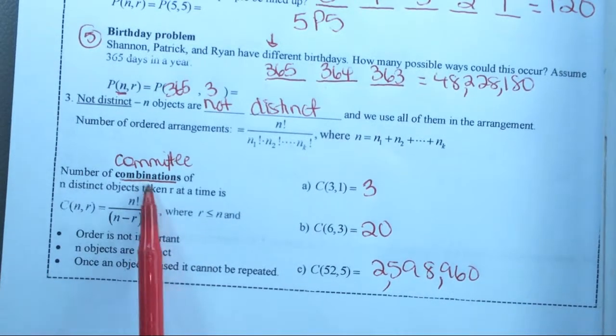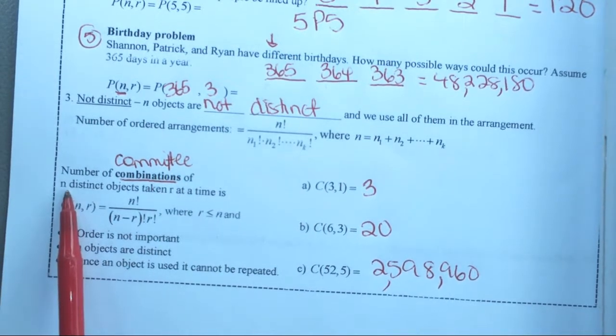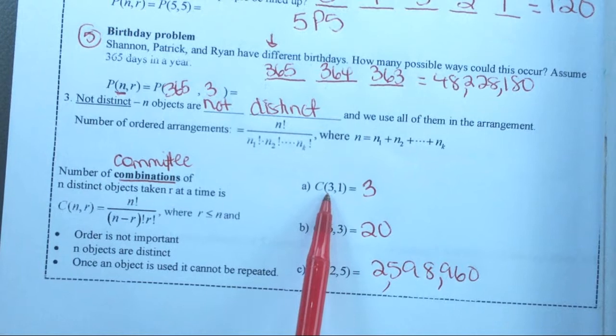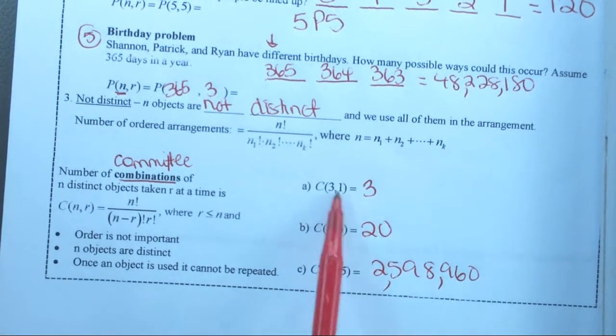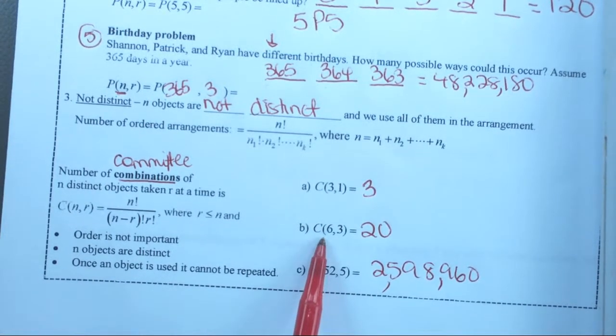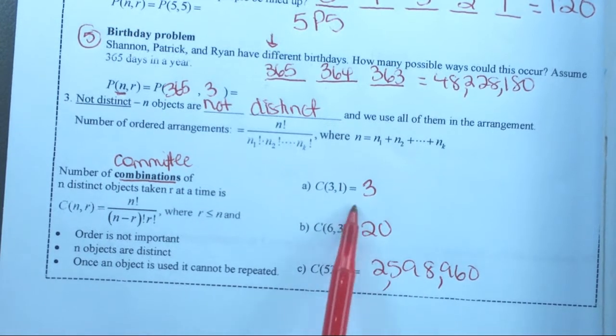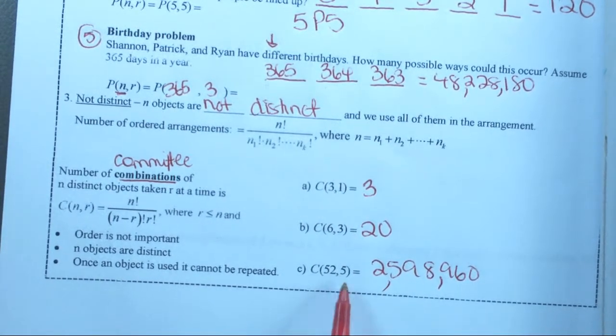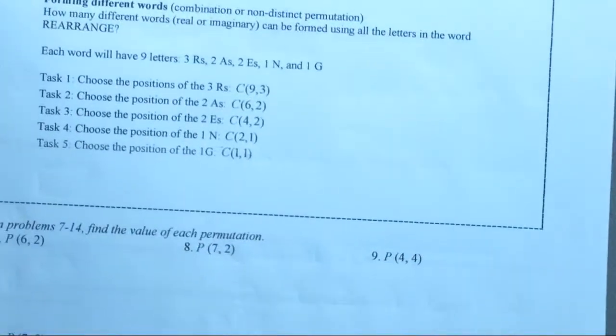So I'm asking you about a combination or a committee. N is the distinct objects taking R at a time. So there are 3 objects, and I'm going to take 1 at a time. There are 3 combinations. There are 6 objects, and I'm going to take 3 at a time. There are 20 combinations. If I have 52 objects and I take 5 at a time, there are several combinations. All right, here we go.